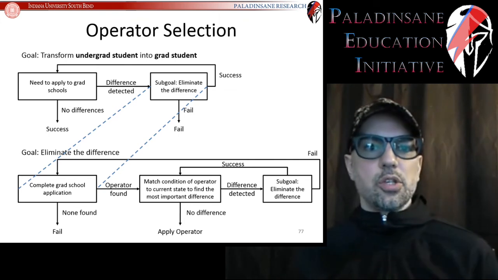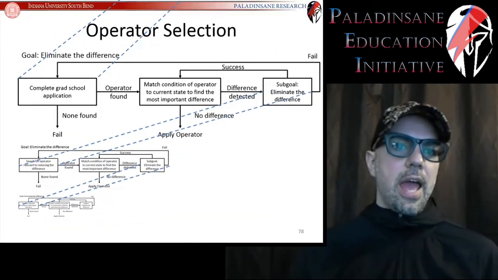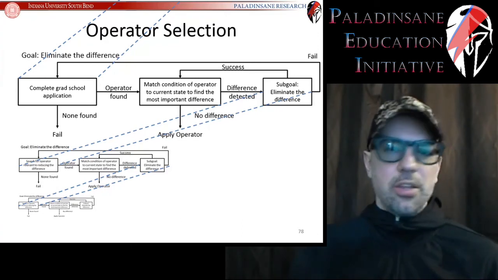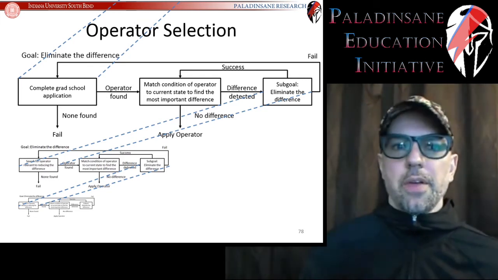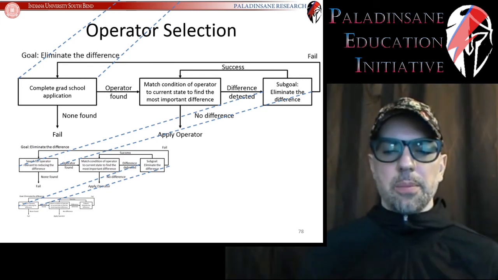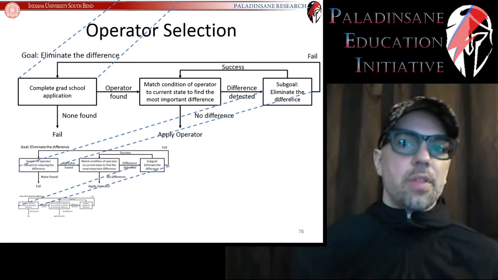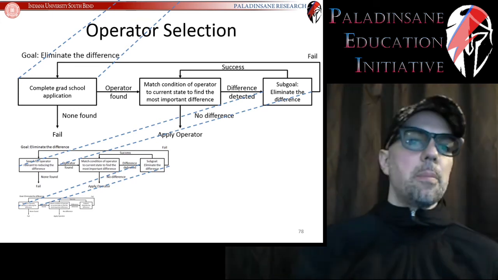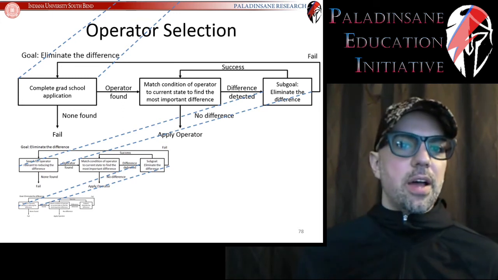So let's zoom in on that one. So we're going to complete a grad school application. And if you try to apply an operator to that and you just can't find any operators, then you're done. You failed. If you say, I need to complete a grad school application and I have no idea even how to begin, well, then you don't have any operators that you can apply to this situation. But you can find an operator if you identify the difference.